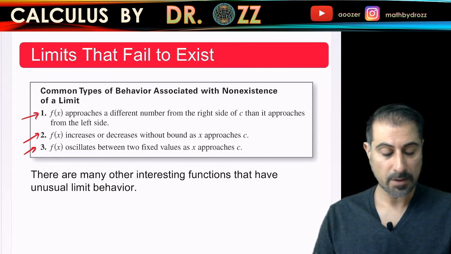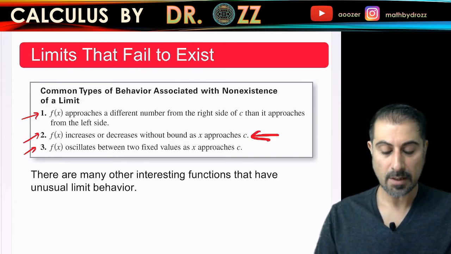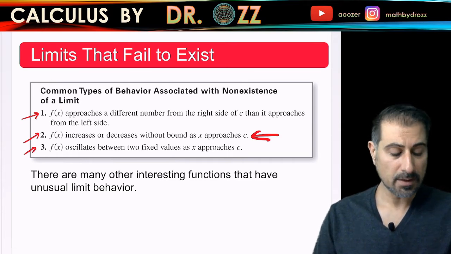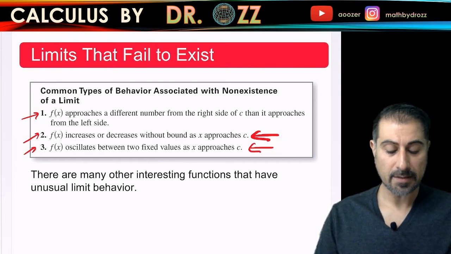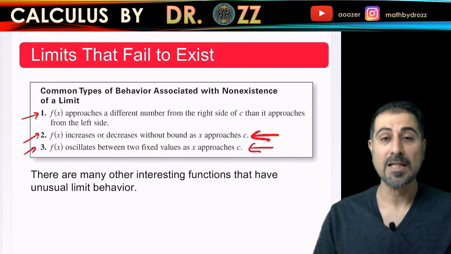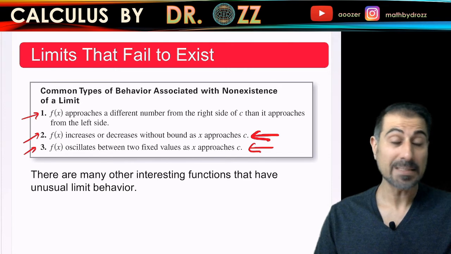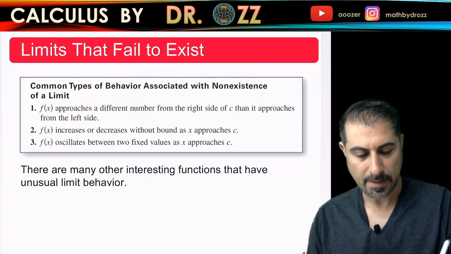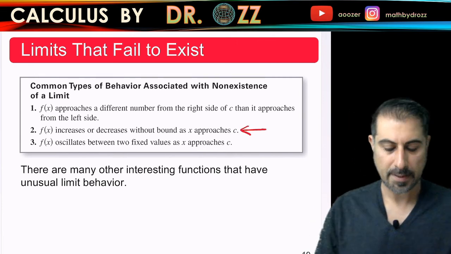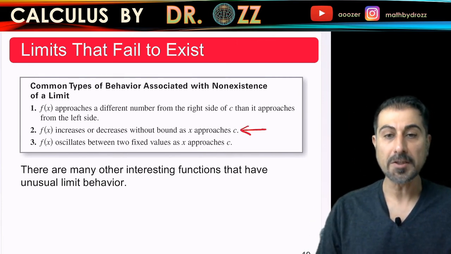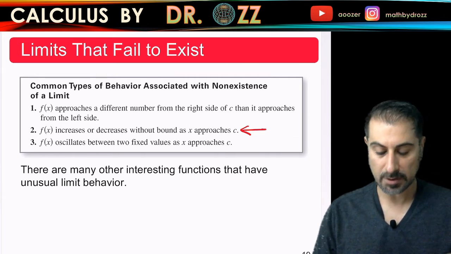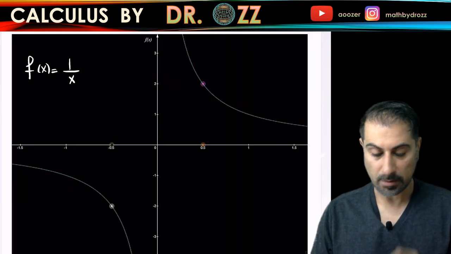So the first one that I'll go through here is f increasing or decreasing without a bound as x approaches c, and the last one I'm going to show you is that f of x oscillates between two fixed values as x approaches c. All right, here's the example for case number 2, that f of x increases or decreases without a bound as x approaches the limit point. So let's see what we have here.